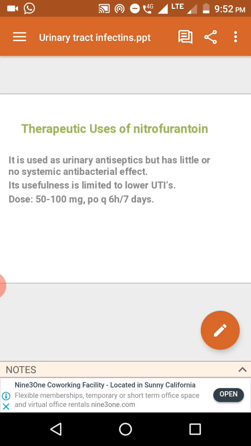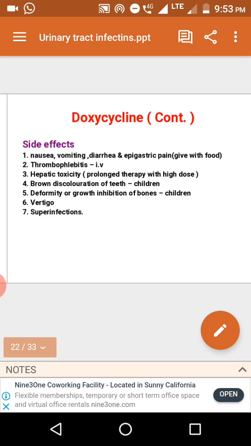Maybe in our exam they ask to write a short note on urinary antiseptic. You can write this nitrofurantoin. It is used as an antiseptic and has little or no systemic antibacterial activity. It is only helpful for uncomplicated lower urinary tract infections, because its antibacterial activity is very low and its efficacy is less. The remaining drugs you have already mentioned.